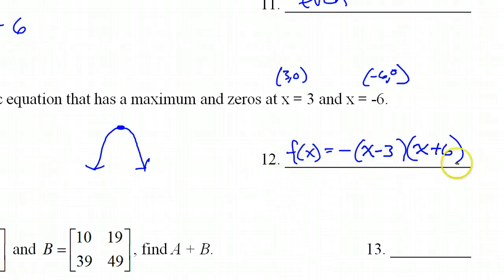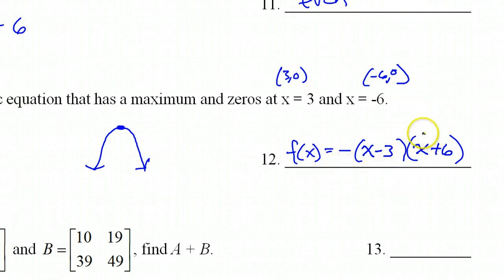So if we have this function, then there you go. This would be an equation that would have a maximum because it's upside down, and it would have zeros at 3 and -6, because if I set these equal to 0 and solved, I would get 3 and -6. So boom, there's the answer.